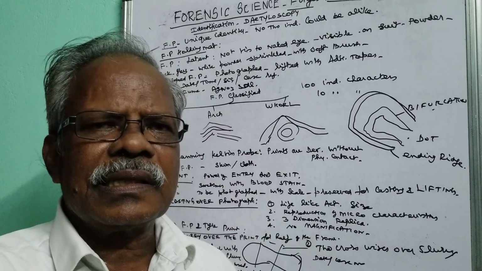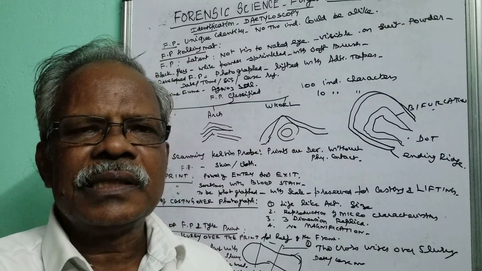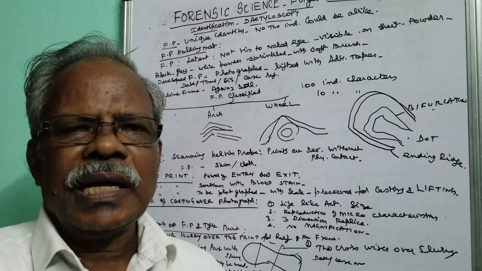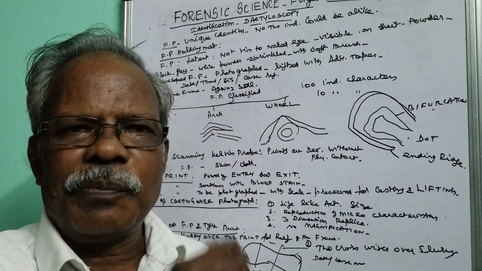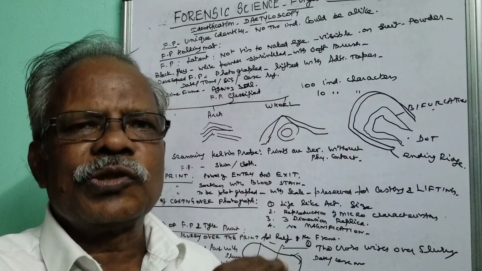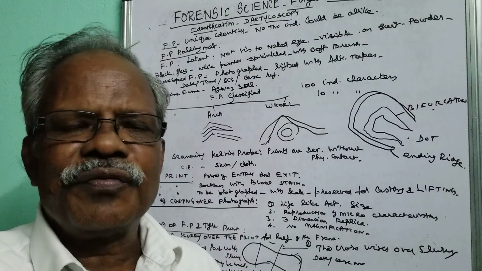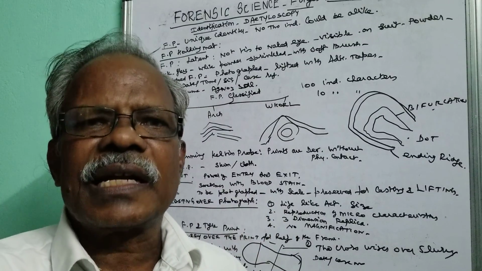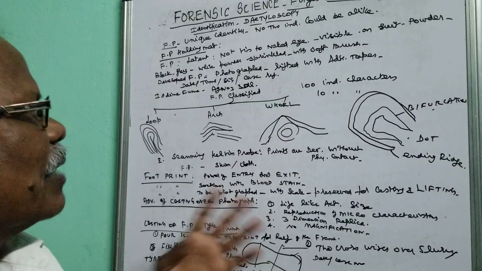To lift fingerprints, iodine fumes and silver nitrate are also used. Apart from the powders, sometimes iodine fumes and silver nitrate are also used according to the requirement.